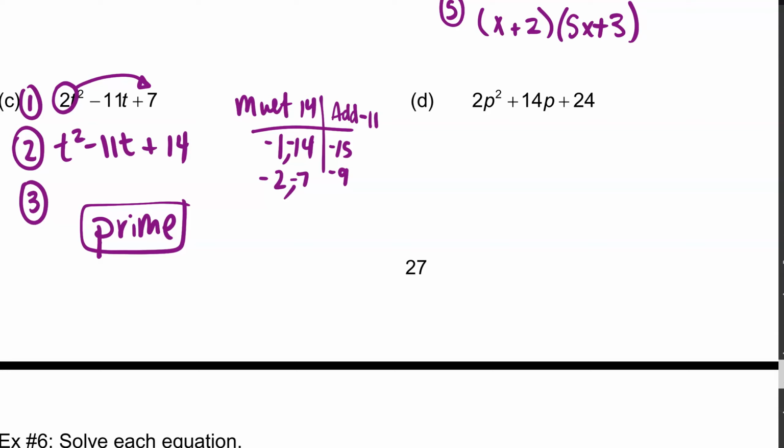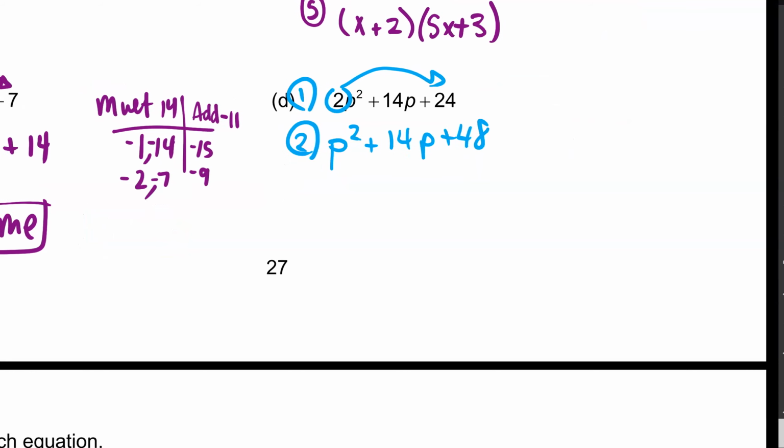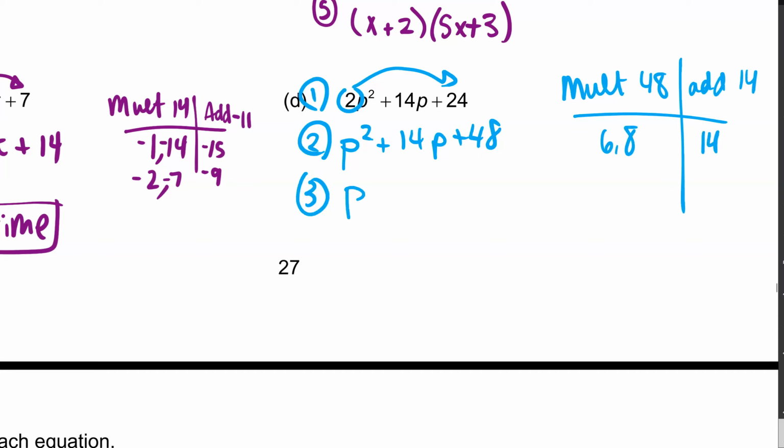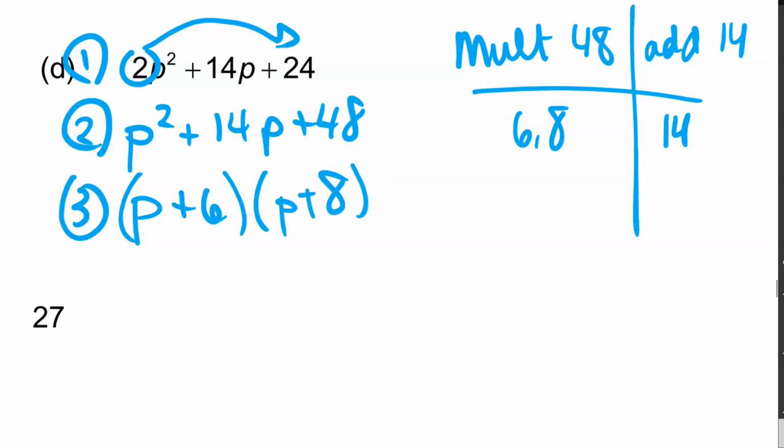Basically, I just do 2 times 24? Yes, that's 48. Okay. Good. That's the first step. I got you. No, that's the first step. It's like 2x plus 6, yeah?